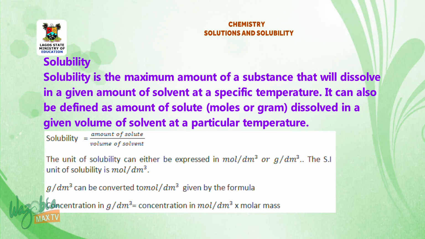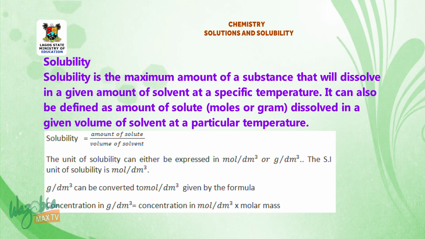The unit of solubility can be expressed in moles per dm cube or grams per dm cube. The SI unit of solubility is mole per dm cube. Grams per dm cube can be converted to moles per dm cube using the formula: concentration in moles per dm cube times molar mass.